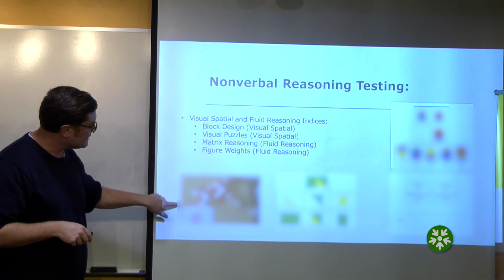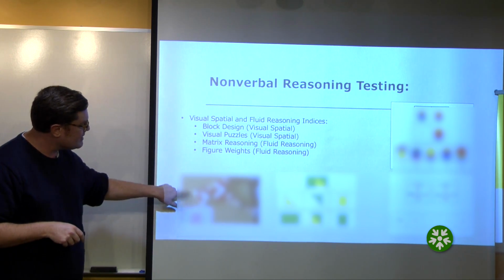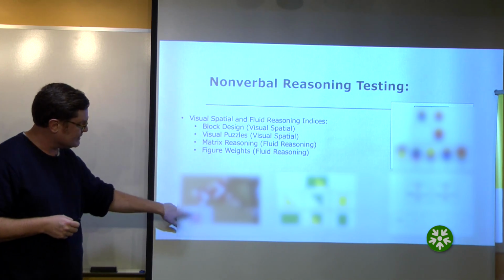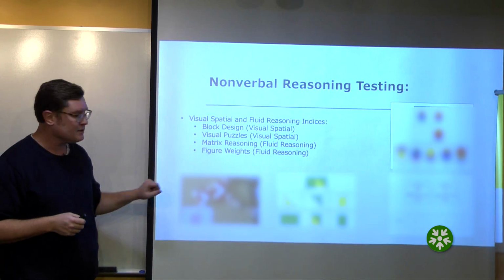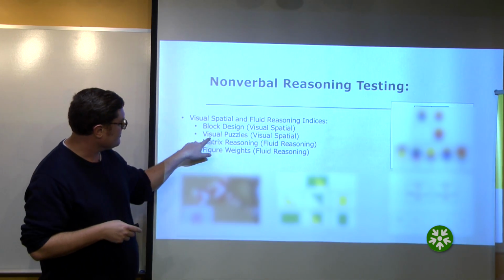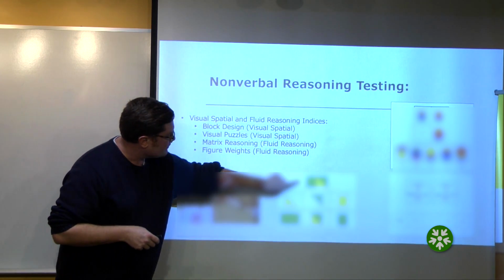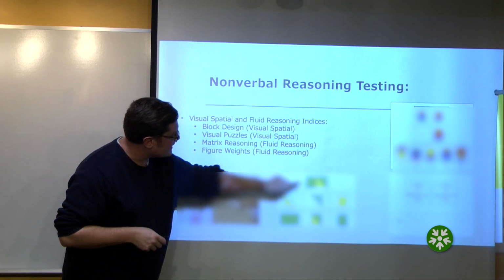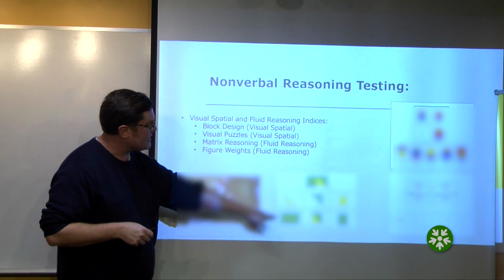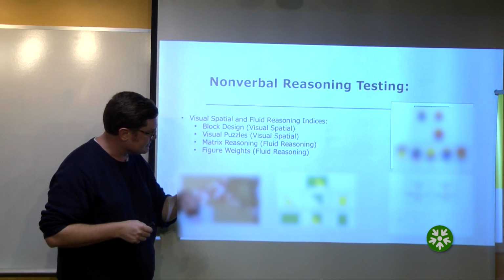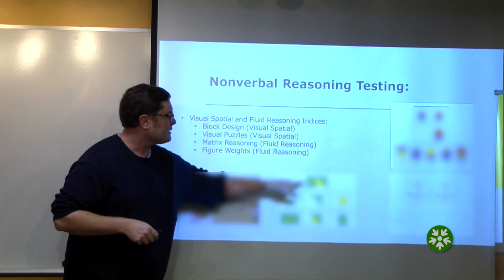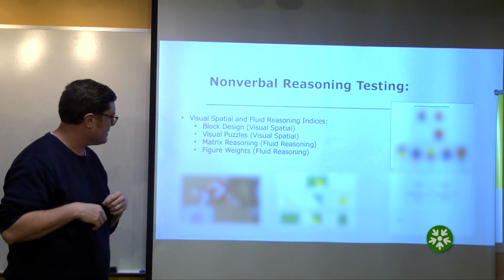On this one, the student is given 3-dimensional blocks, and they're asked to recreate a 2-dimensional design. That would be a visual spatial task that we would have the child do. This one here is visual puzzles. The child looks at this design at the top, and they're asked, what 3 pieces would make the design from down here? So this one, this one, and this one would form that design there.